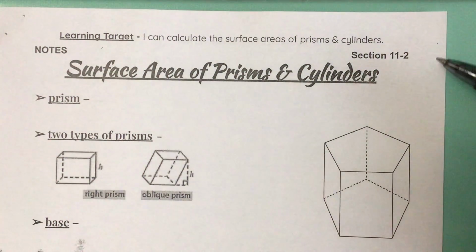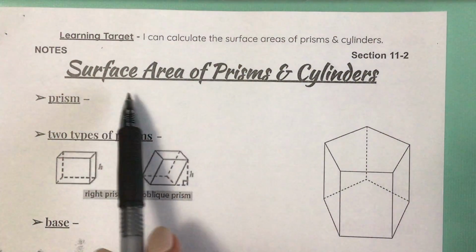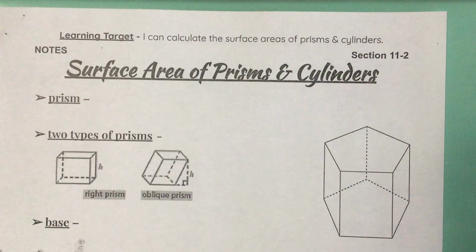We are now in section 11-2 and we're talking about the surface area of prisms and cylinders. By the end of this video, I'd like for you to be able to calculate surface areas of prisms and cylinders and just be able to use those formulas. So we need to talk a little bit more about prisms and cylinders and their parts, and then we can talk about the formulas and how to use them.